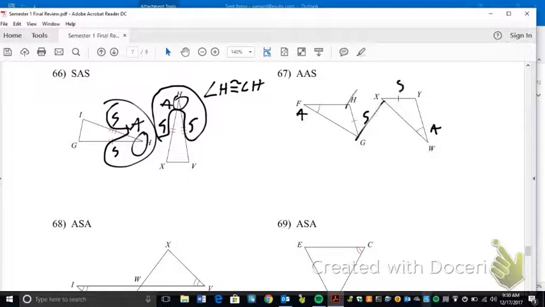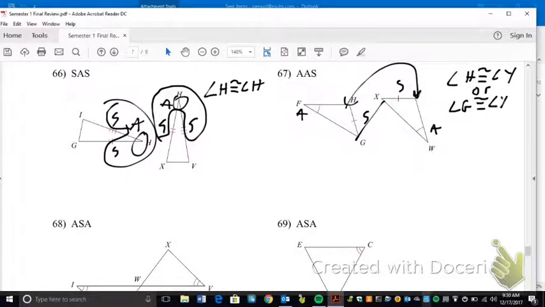Here, AAS, okay? Now here you have two options. They just can't be... so we have H is congruent to Y or G is congruent to X. They need to be in that order, though. You can't flip them around.